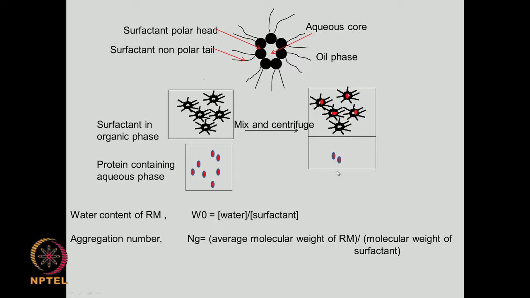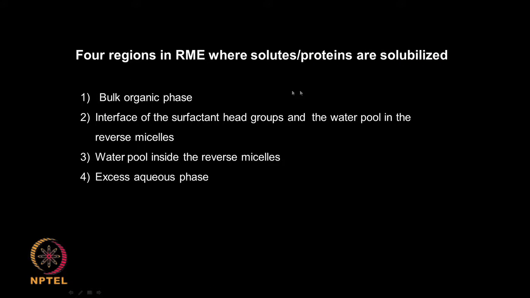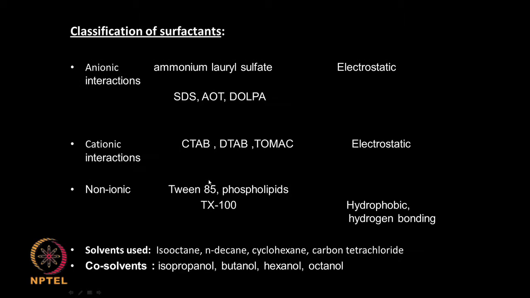The water content of the reverse micelle is water divided by the amount of surfactant. There is also a term called aggregation number, which is the average molecular weight of the reverse micelle divided by the molecular weight of the surfactant. These are some numbers which you may have to remember. There are four regions where the solute or protein can be present: the bulk organic phase, the interface of the surfactant head groups, the water pool inside the reverse micelle, and the excess aqueous phase.